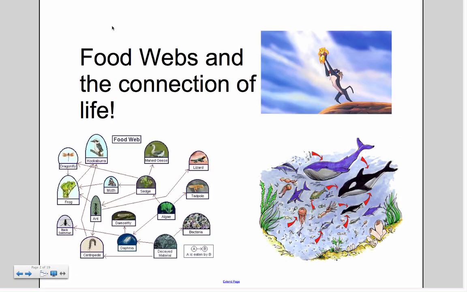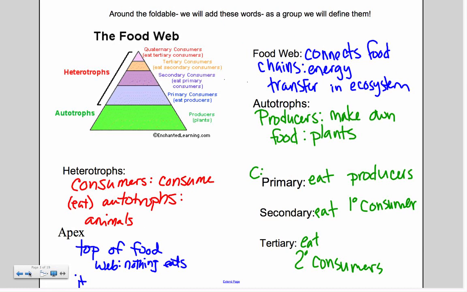Okay, so Ecology 1, the basics of food webs and the connection of life, and the circle of life. The food web is over here on the bottom. On the left-hand side, these are when there's multiple links together, multiple parts to the chain together. So our food web connects food chains. It shows an energy transfer within our ecosystem.